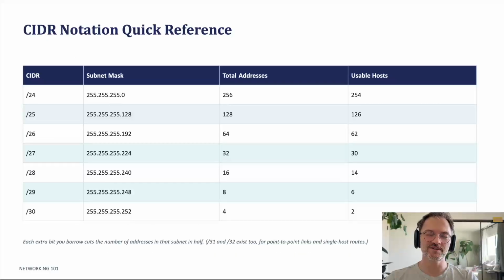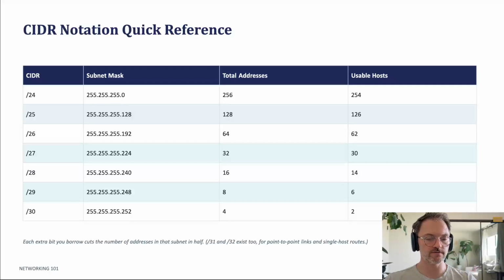Here I've created a quick CIDR notation reference chart. You can see on the left we have the CIDR notation followed by the equivalent subnet mask, the total addresses in that network, and then the amount of usable hosts. We'll get into the usable hosts a little bit later on. You can see that every time we borrow a bit from the host address, that also changes the subnet mask to reflect the binary number that we create by changing that host address to a network address.